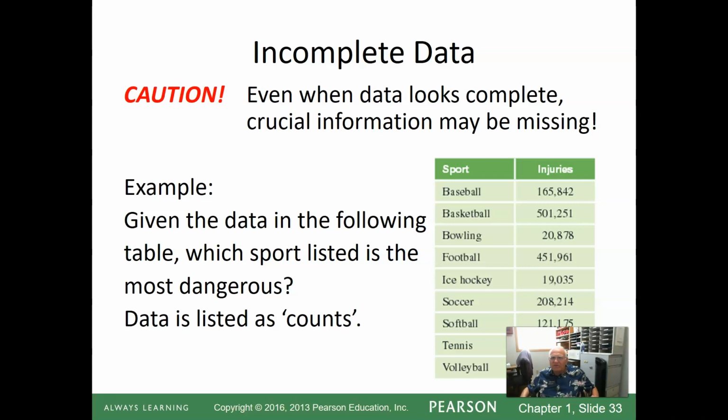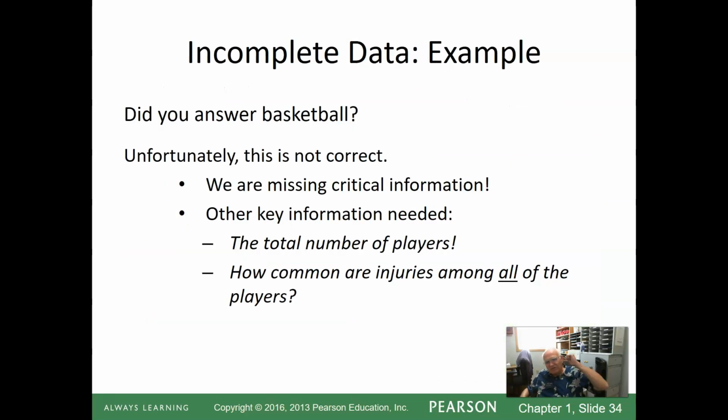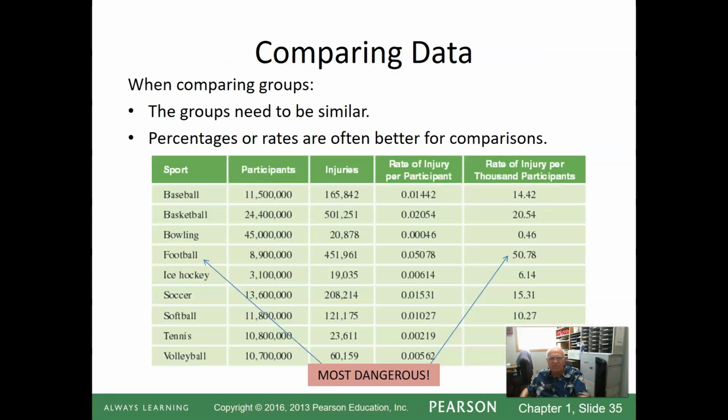So you could say, well, it looks like basketball is the most dangerous, but there's an important piece of information missing here, and that is, how many people play basketball? How many people go bowling and play football and so on? Isn't it interesting that there were 20,800 bowling injuries in whatever year they're talking about here? But what I don't know from looking at this table is how many people actually participated. So that would be important information to ask as well. How many players were there for all these different sports?